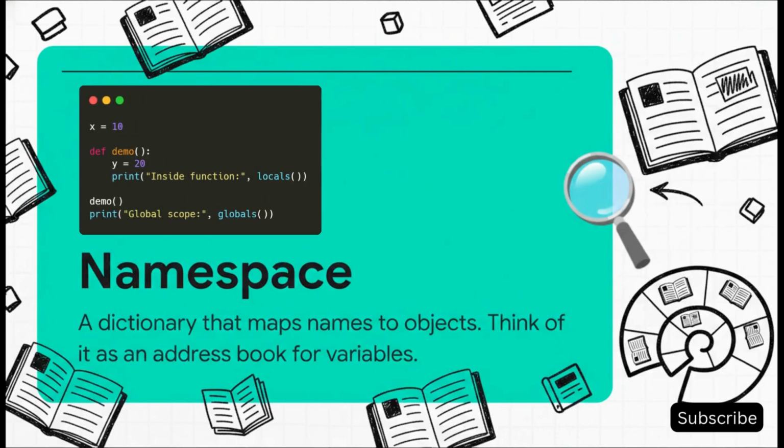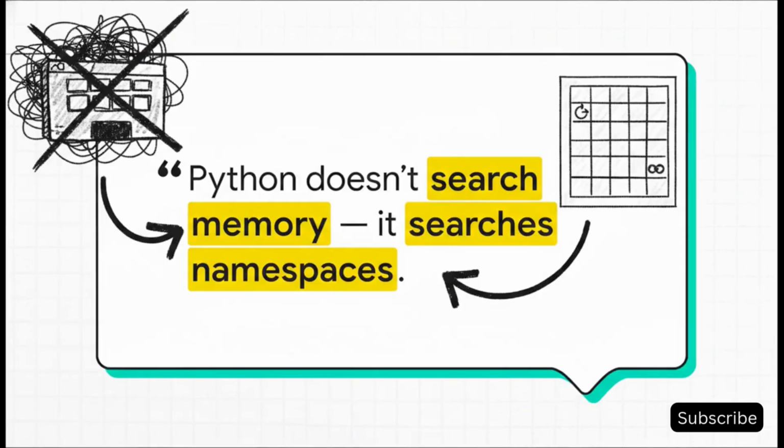So where do all these variable name tags actually live? They live inside something called a namespace. The easiest way to think about a namespace is like an address book. It's basically just a dictionary that maps each name to its object. And Python's really organized. It uses different address books for different situations, like one for inside a function and another for the main script.